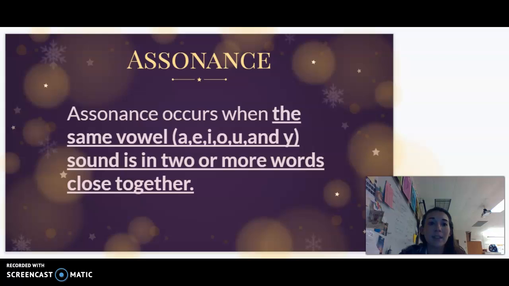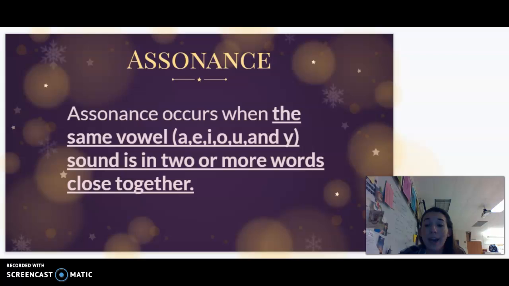And then lastly, next we're talking about assonance. Assonance occurs when the same vowel, A, E, I, O, U, and sometimes Y sound is in 2 or more words close together. So I do want to point out that we have had a similar literary term prior. Assonance is specifically vowel sounds.